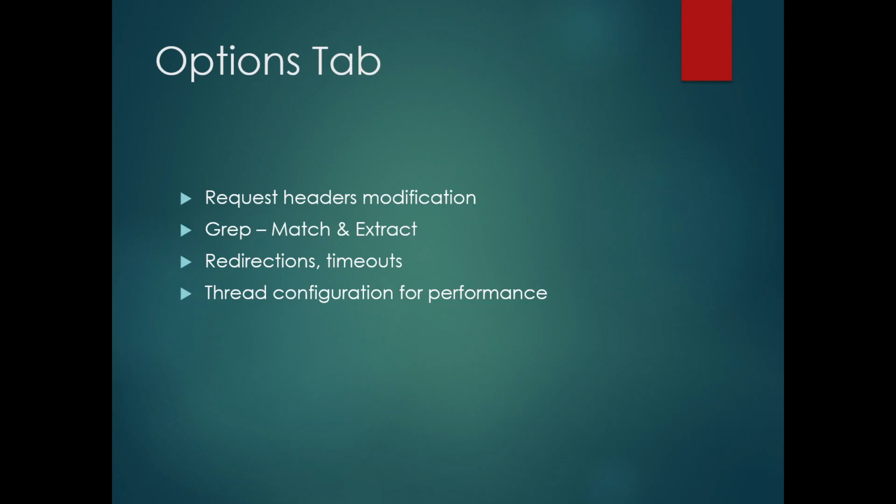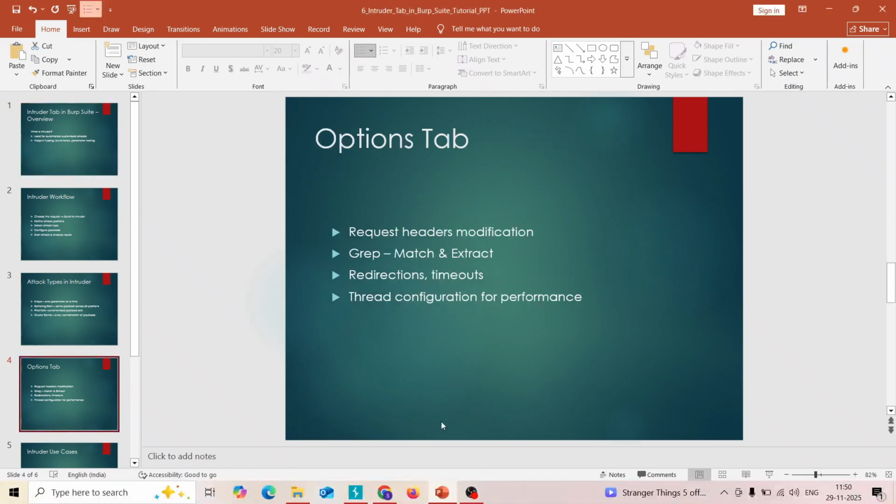The options tab contains the following things: request header modification, grep match and extract, redirection, timeouts, and thread configuration for performance. So let me demonstrate one example over Burp Suite.